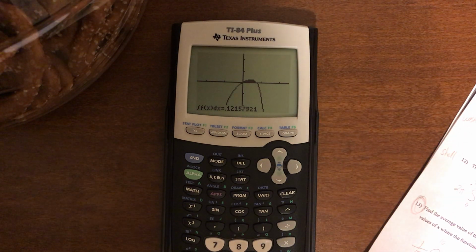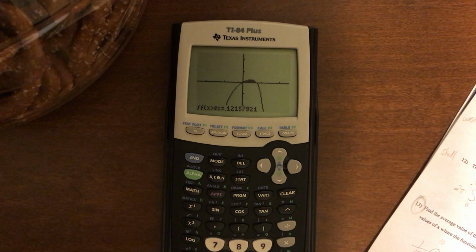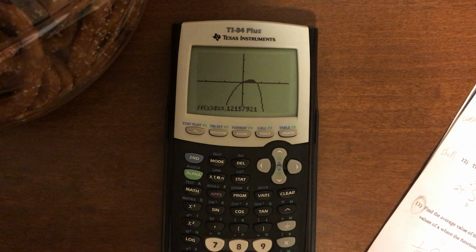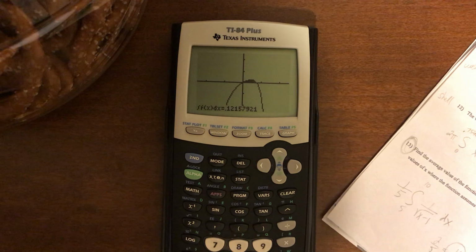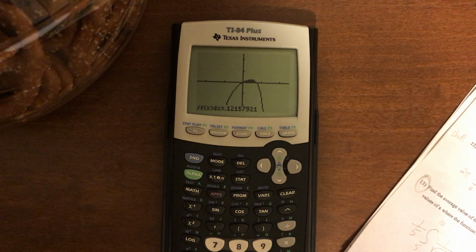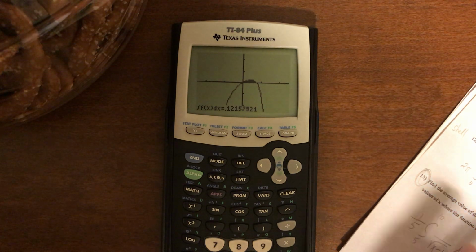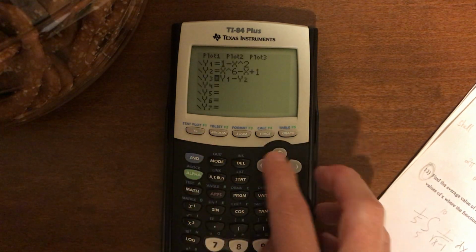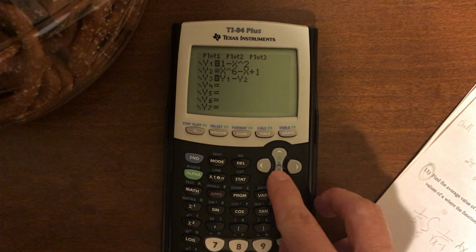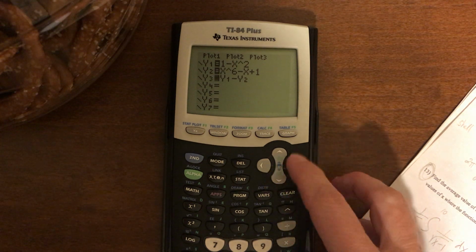And so you can see that the area in between those two curves is 0.122, all using my calculator. I would definitely write all of your setup on your paper so that if you make a mistake somehow, hopefully you still get partial credit for the other pieces. Okay, so for the next question, I'm going to turn those back on and turn Y3 off.